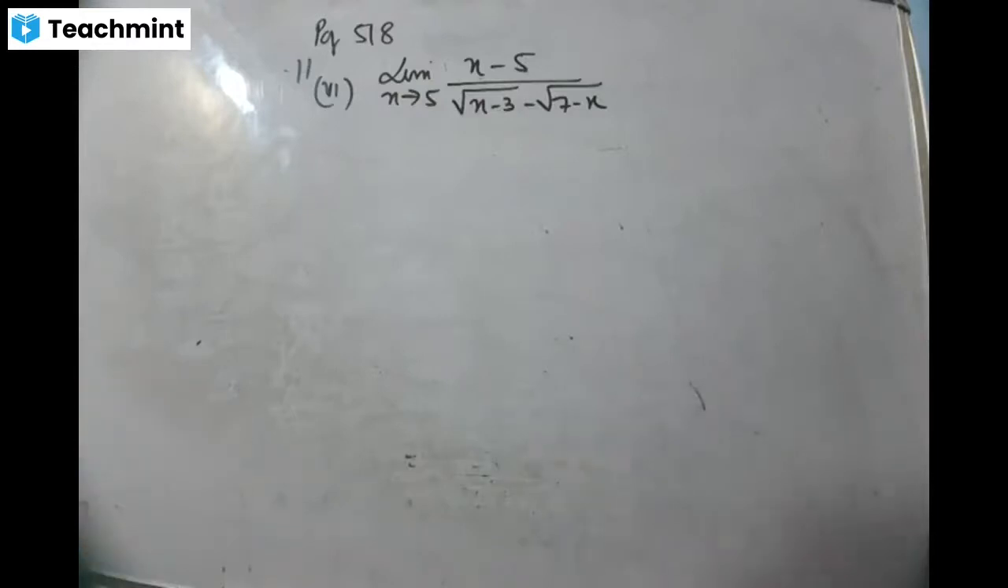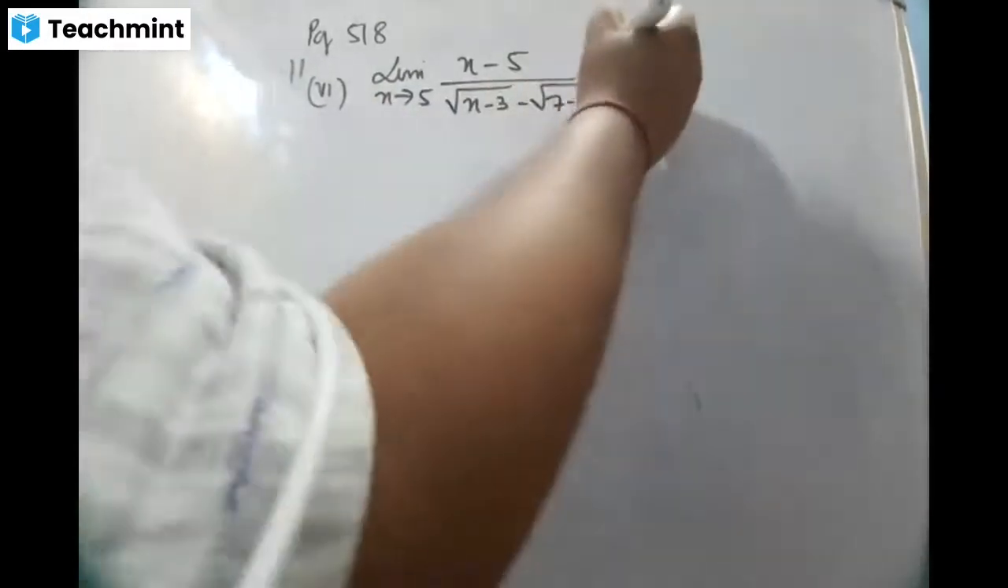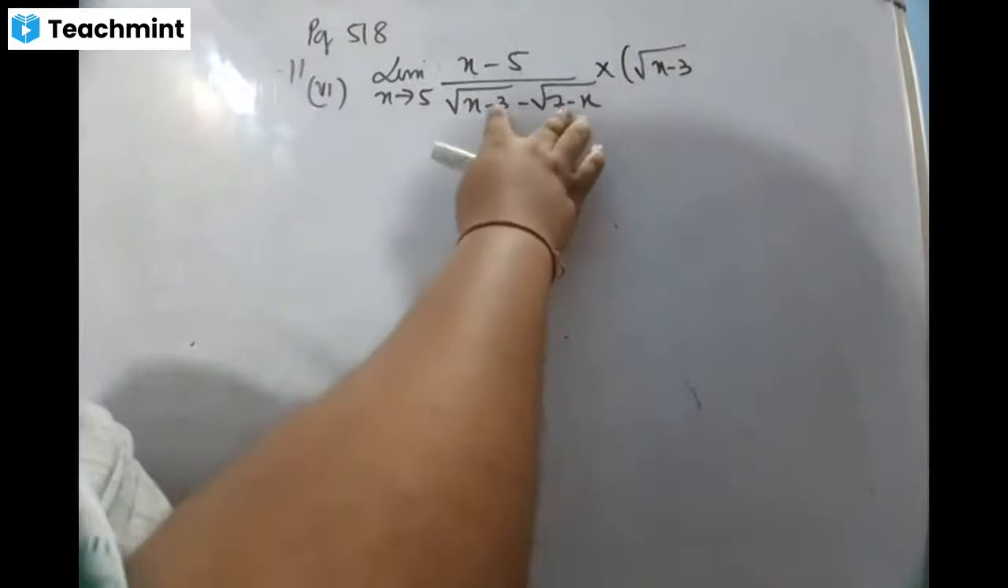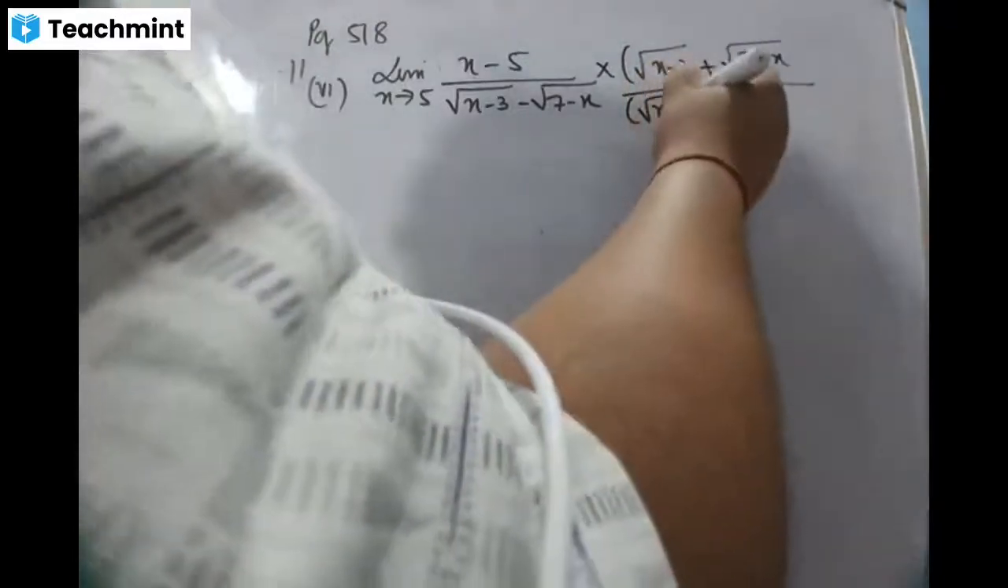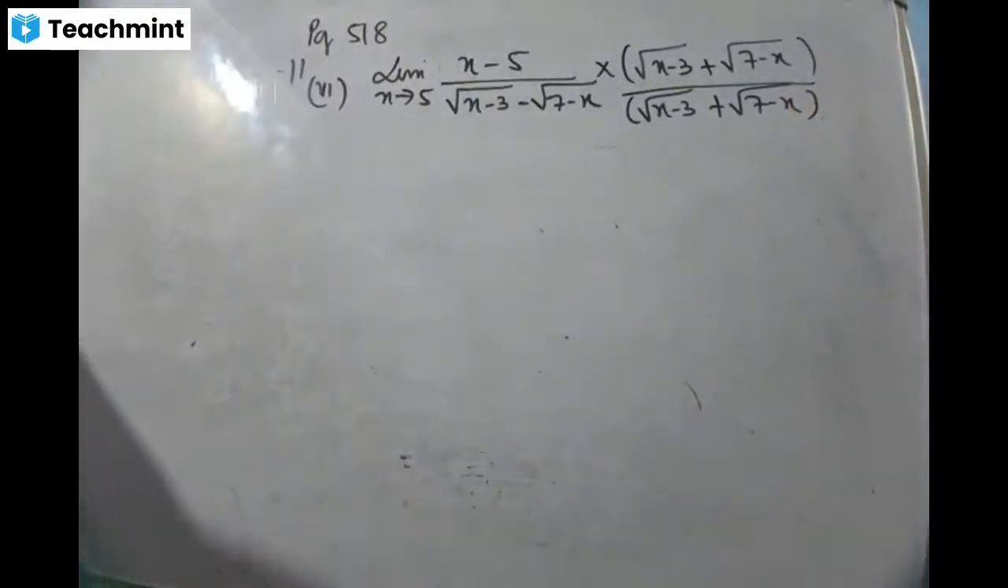So since it's not a quadratic equation, we cannot factorize. So since it's a square root, we are going to rationalize. Is that clear, everyone? So with what are you going to multiply? What is the sign in between? Minus. So I'm going to multiply with a plus sign. So do the same thing. Root x minus 3 plus root 7 minus x. I multiply it with the positive value.